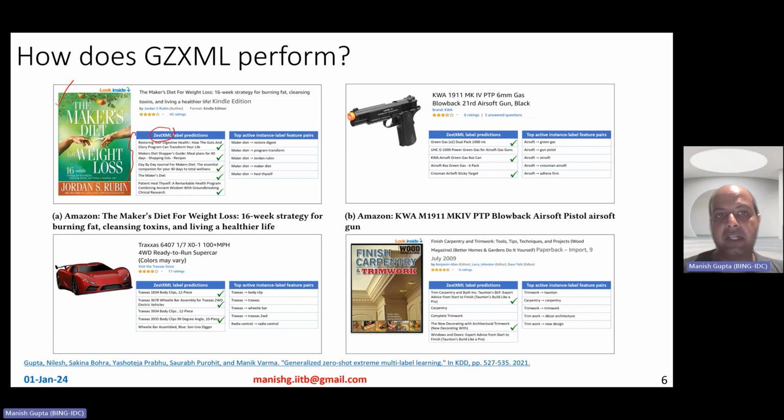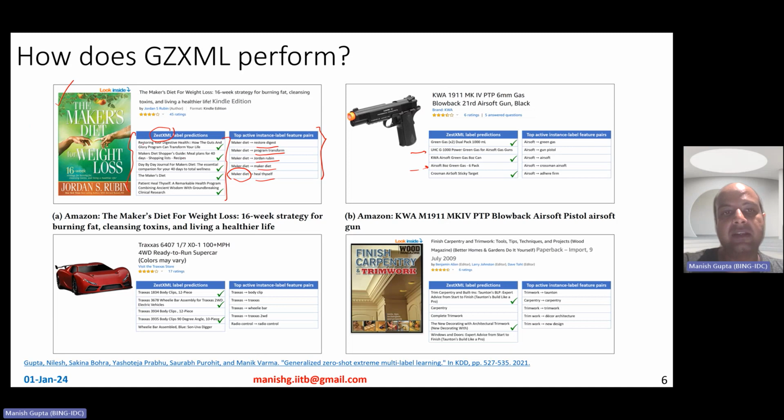The tick marks show that they are in the ground truth as well. Okay. So as you observe, in all the four cases, most of them are in the ground truth. Yes, some of them are not in the ground truth, but they are still very reasonable recommendations in that sense. The other thing to observe is the debug information that is shown here. So top active instance label feature pairs. The idea is that thanks to the learning, ZestXML learned that Maker's Diet relates with labels like restore digest, program transform, Maker's Diet itself, and heal thyself, and so on. And that is why it was able to come up with these labels as predictions.